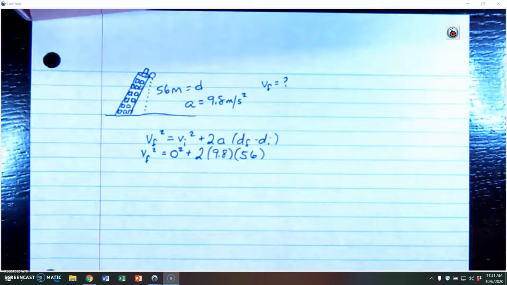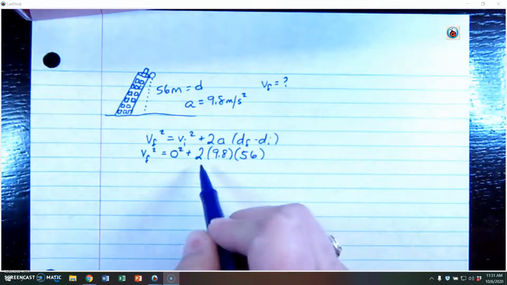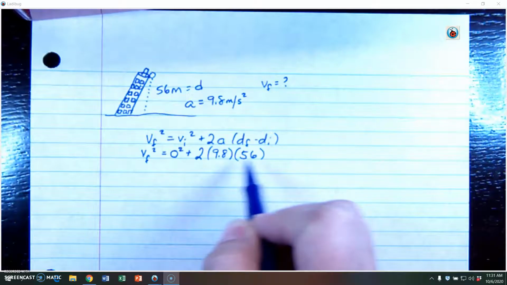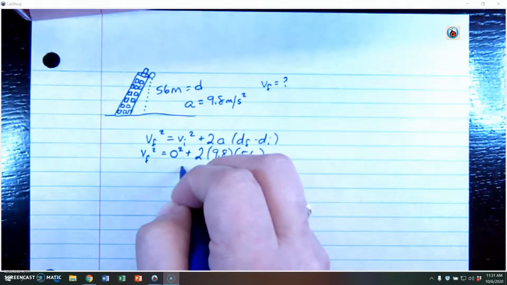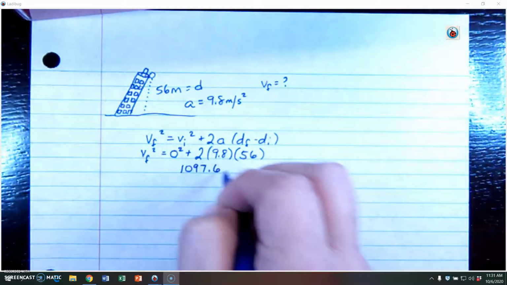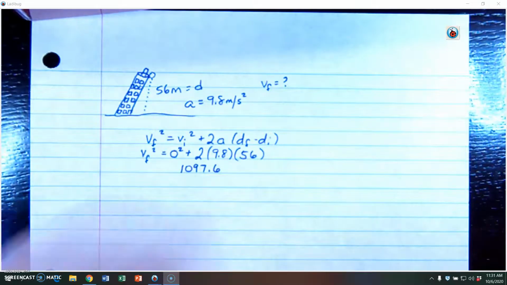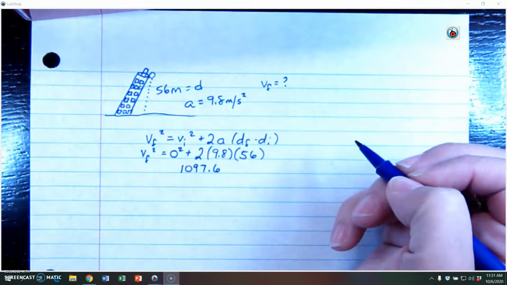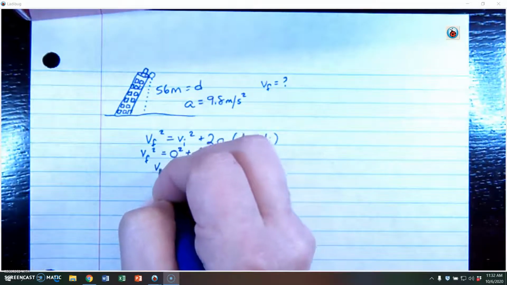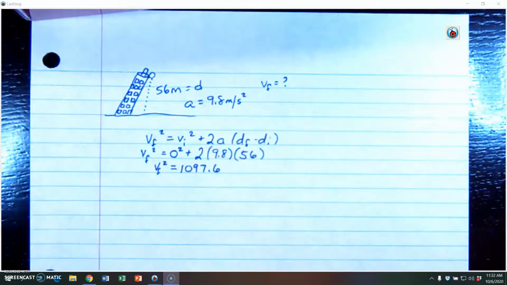Okay? So we're going to take the numbers that we know for sure over here. 2 times 9.8 times 56. I put it in my calculator. I got 1097.6. Okay. That's 0 squared. 0 times 0 is still 0. So we're just going to ignore that. And that's equal to vf squared.